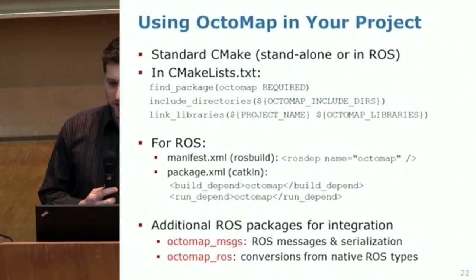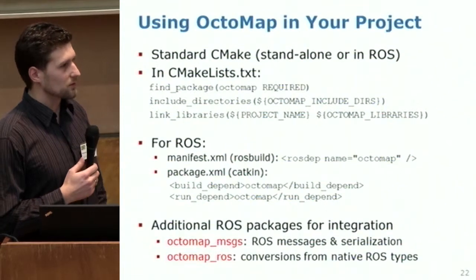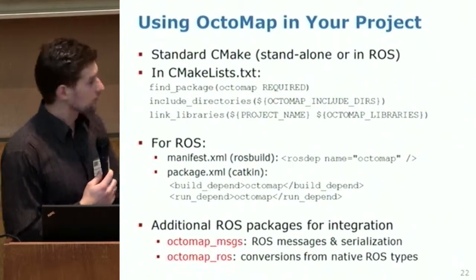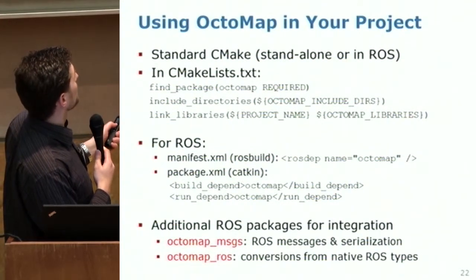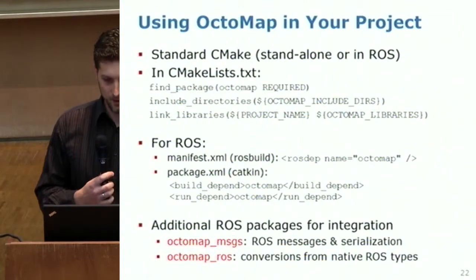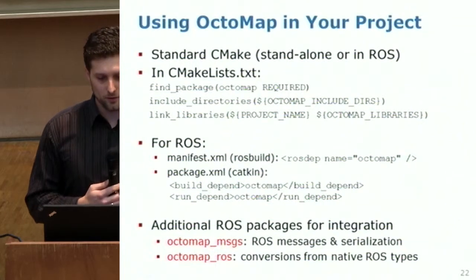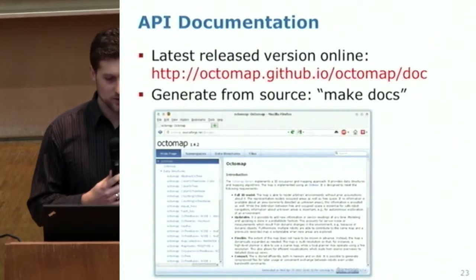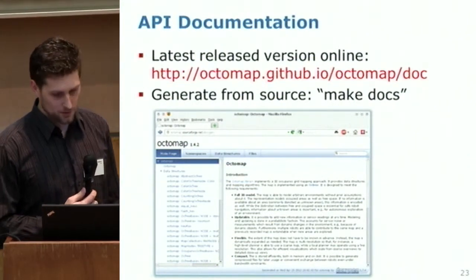Since OctoMap is a standard CMake project, you'll include this and use it just as a standard CMake library. So in your CMakeLists, you just need to find OctoMap, include directories, and link libraries, and that's it. For ROS, you also need to add this to your manifest if you want to release, or for the new Catkin build system, to your package.xml. Additional packages to use are octomap_msgs and octomap_ros.